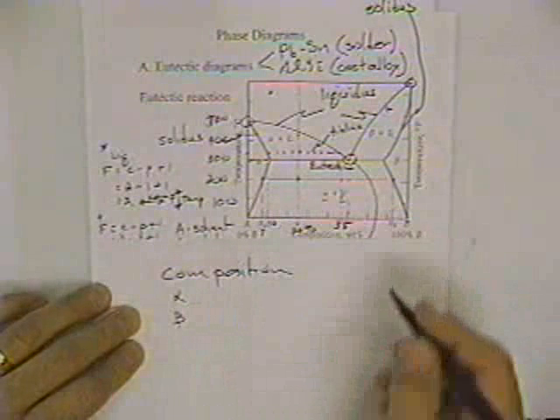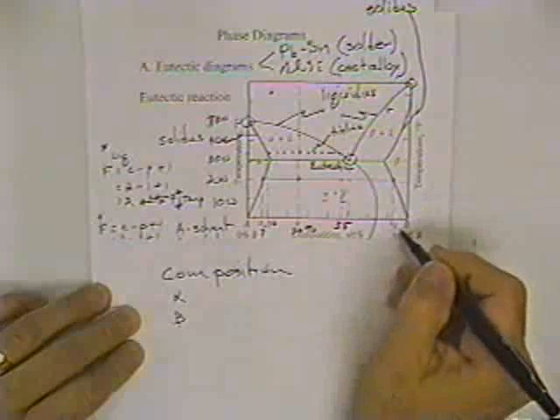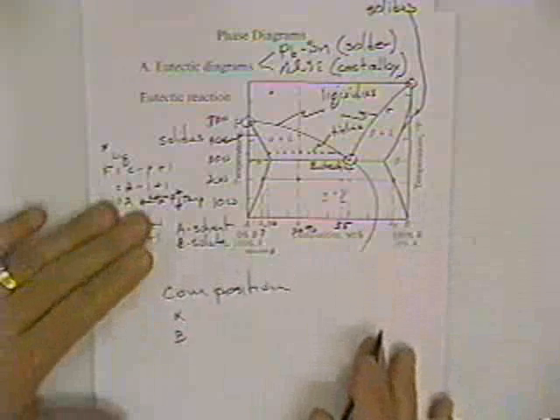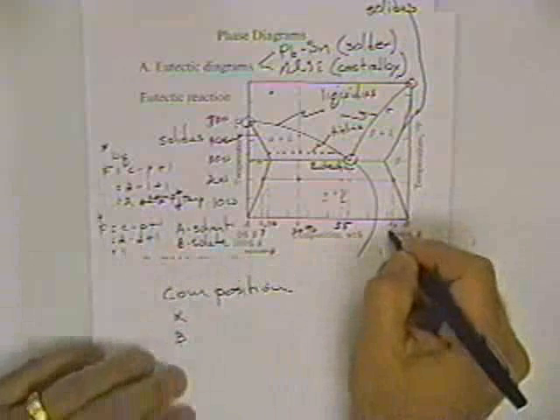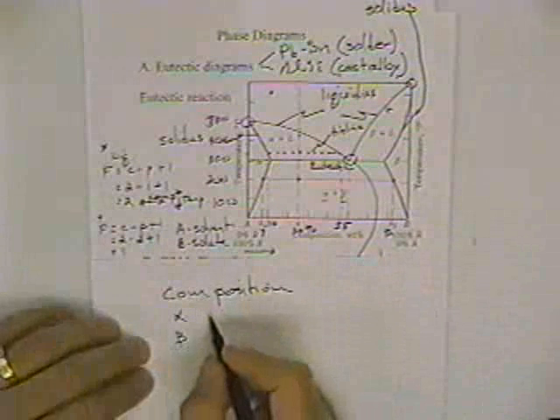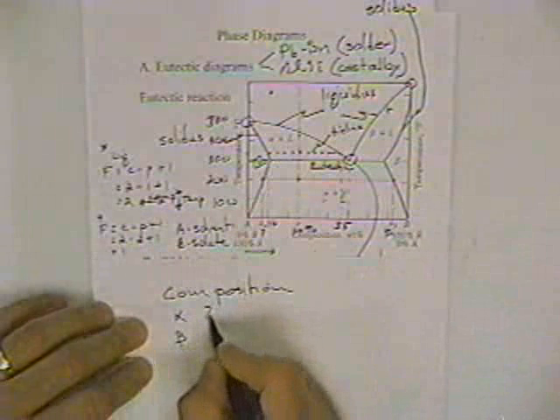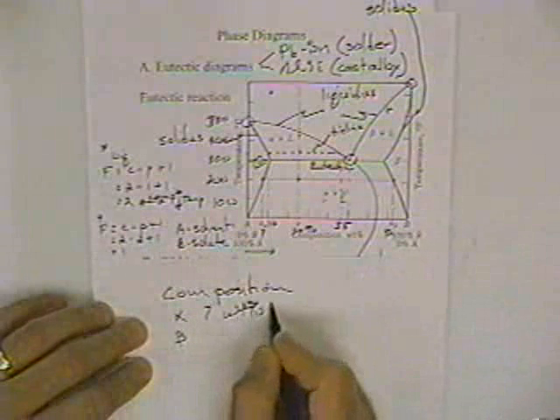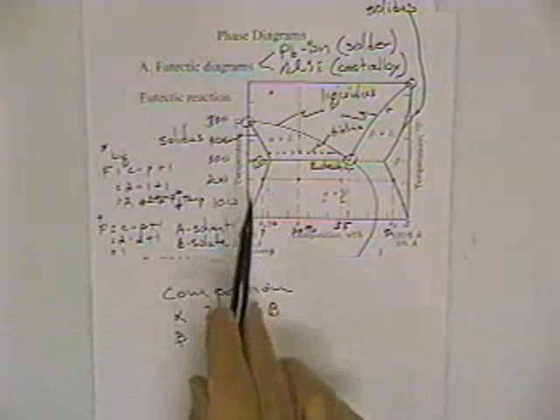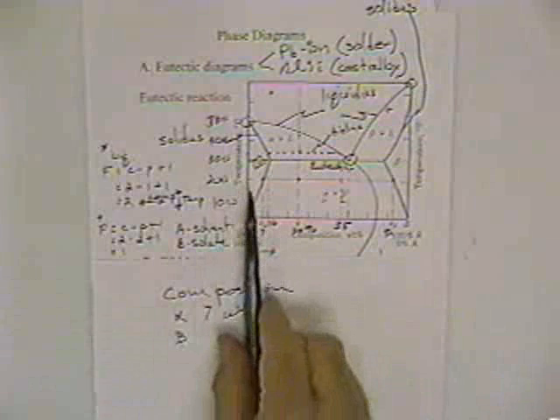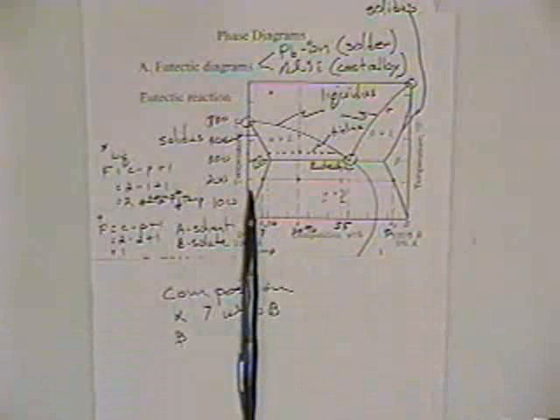If we look over here, this x alpha looks maybe 7, and x beta looks maybe about the same value, but let's say x beta looks like 92. So the composition of alpha, this is the alpha phase field, is going to be 7 weight percent B. What that says is that up to 7% of B is dissolvable in alpha.